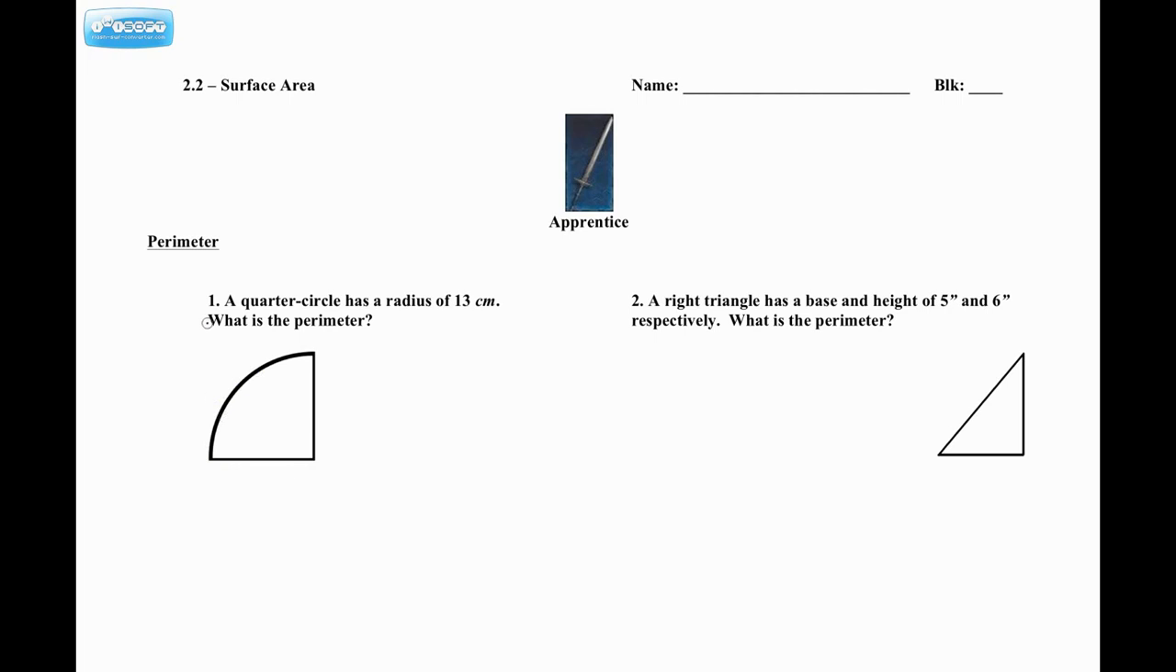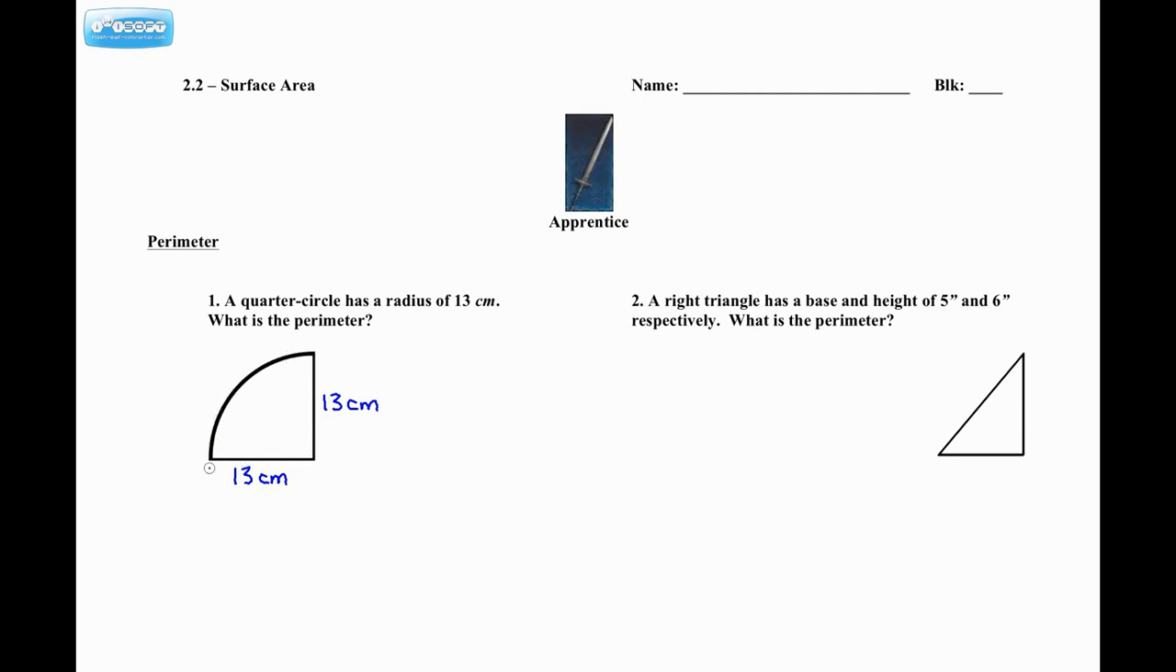So number one, I have a quarter circle, and we're told that it has a radius of 13 centimeters, and we want to know what is the perimeter. Okay. So a quarter circle, so that means that is 13 centimeters. So is this. But in order to find the perimeter, well, I have to add 13 plus 13, but I also have to calculate this distance here.